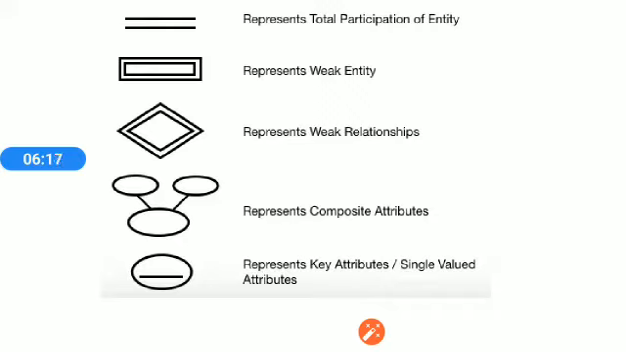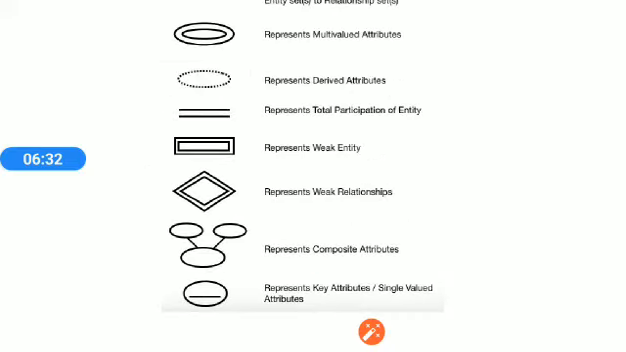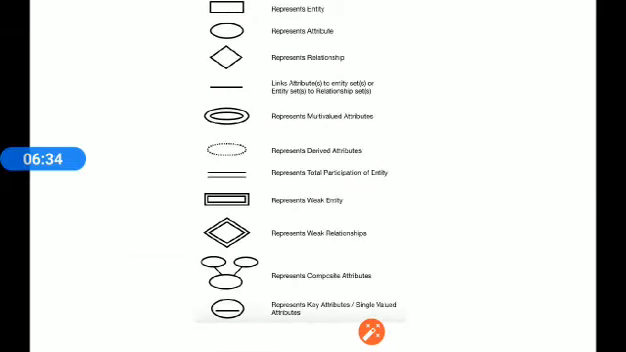And last, it represents the key value. In an oval, if there is an underlined word, then that underline indicates the key value, or the primary key of the table. So these are the different components and symbols used to draw the ER diagram.